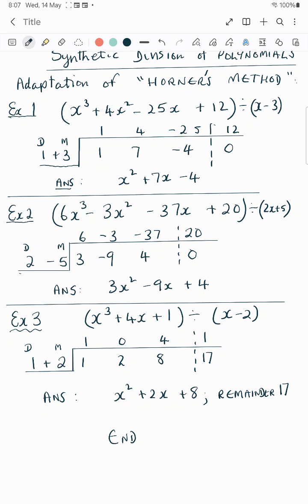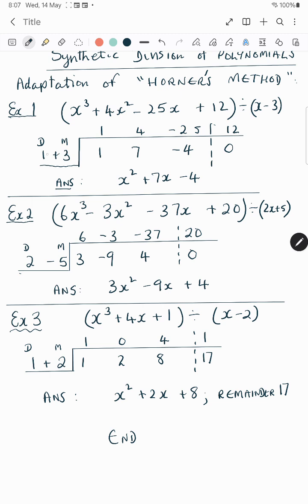In the first example, we want to divide x cubed plus 4x squared minus 25x plus 12 by x minus 3. And what we do is along the top here, we write down the coefficients of the dividend. So that's 1, which is the coefficient of x cubed, and then 4, minus 25, and 12. And on the side here, we write down the coefficients of the divisor: 1 for the x, and plus 3 instead of minus 3. The reason for doing that is that all we have to do now is add instead of subtract. So the minus 3 is changed to plus 3.